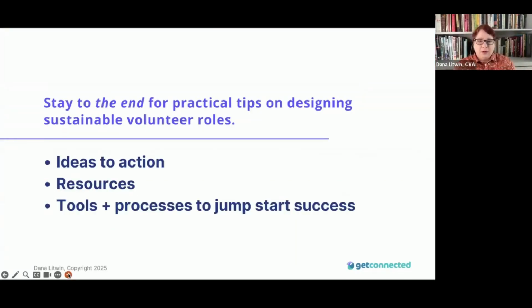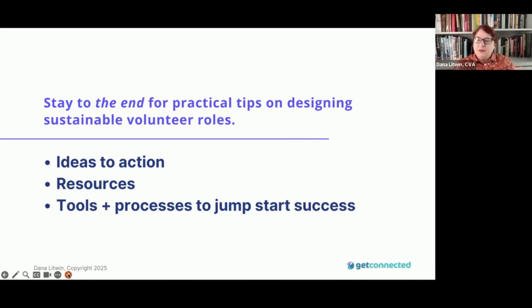And also, towards the end, after we have Q&A and discussion, we're really going to dive into some ideas to action and share some resources if you want to dig deeper on your own time, because an hour webinar can only cover so much. So we want to get you thinking about these things. And I want to hear from the wisdom in the room in that discussion and Q&A.